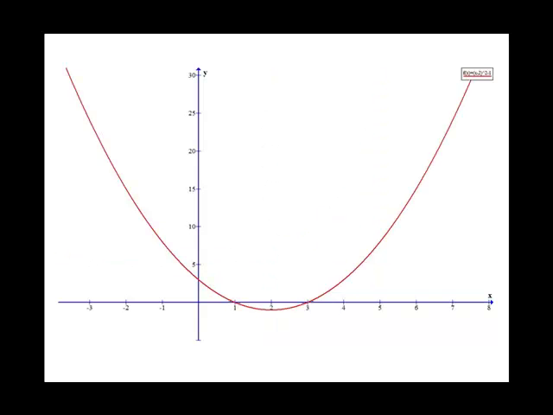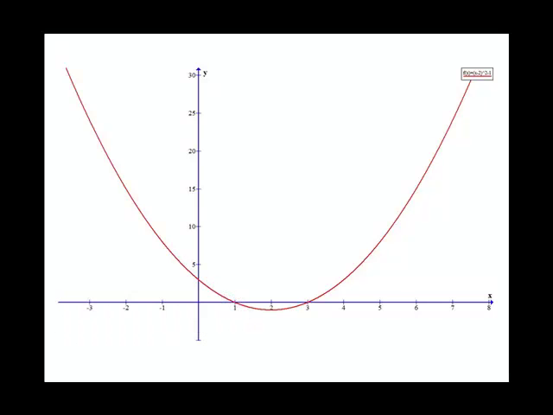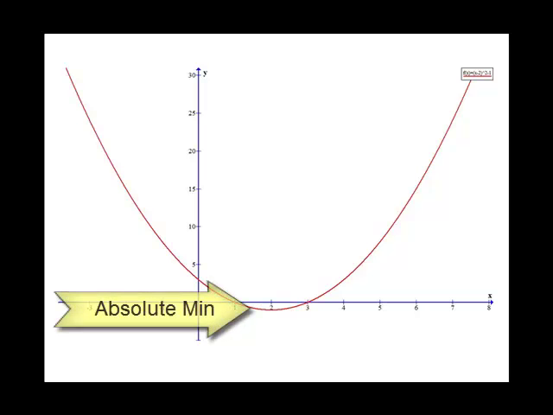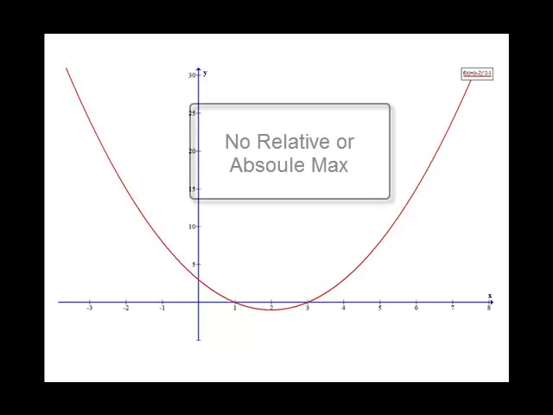Our next graph, we clearly see we have something that goes from decreasing to increasing and is always concave up. So we do have a relative minimum at 2. Now the graph does not change concavity, so we do not have an inflection point. And not only do we have a relative minimum, it's also the absolute minimum because it is the lowest point on the graph. As we can see by inspection, we do not have any relative maximums, and this graph will continue to increase without bounds, so we don't have any absolute max.